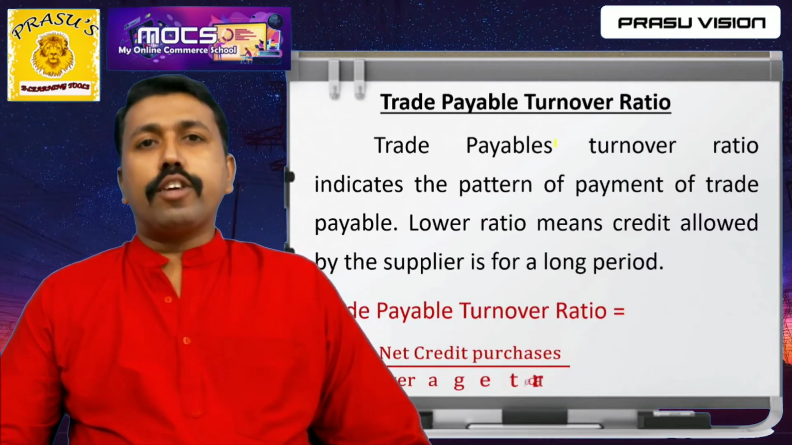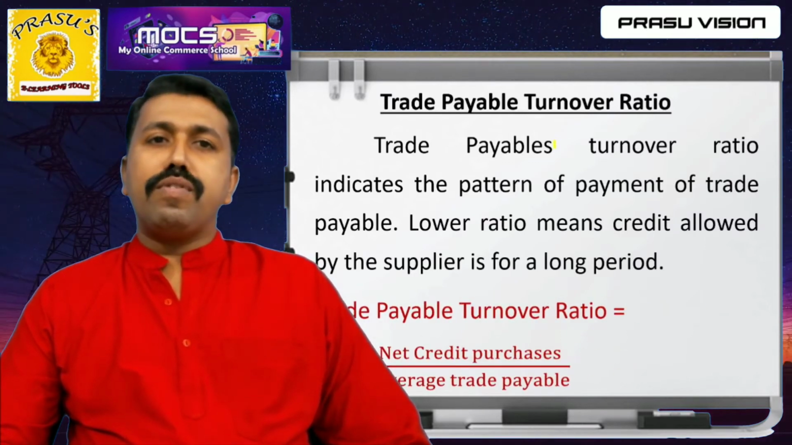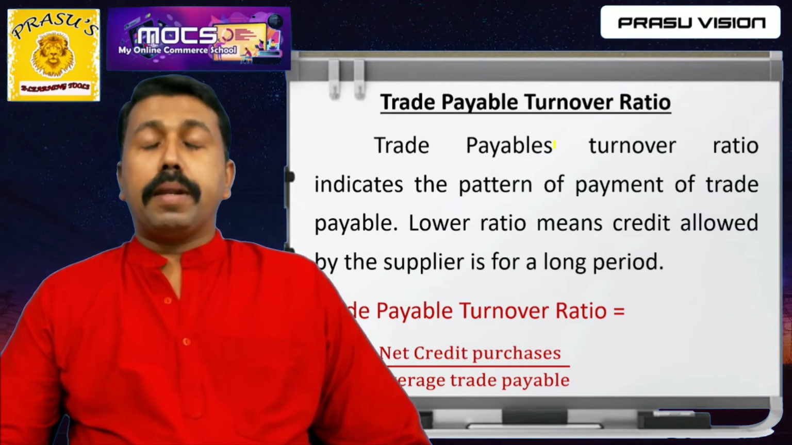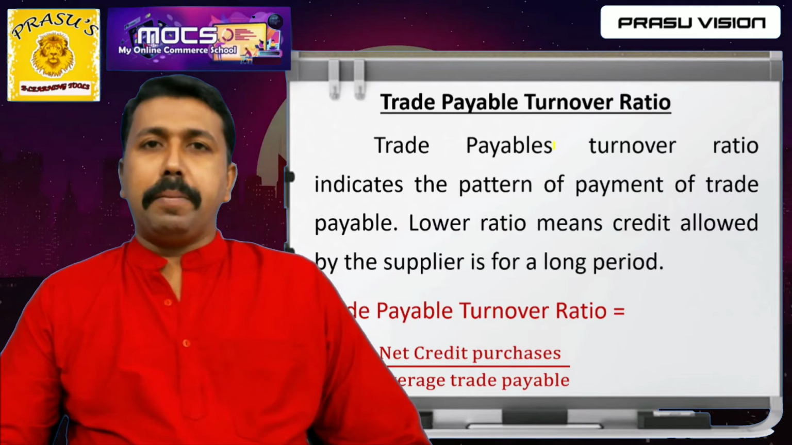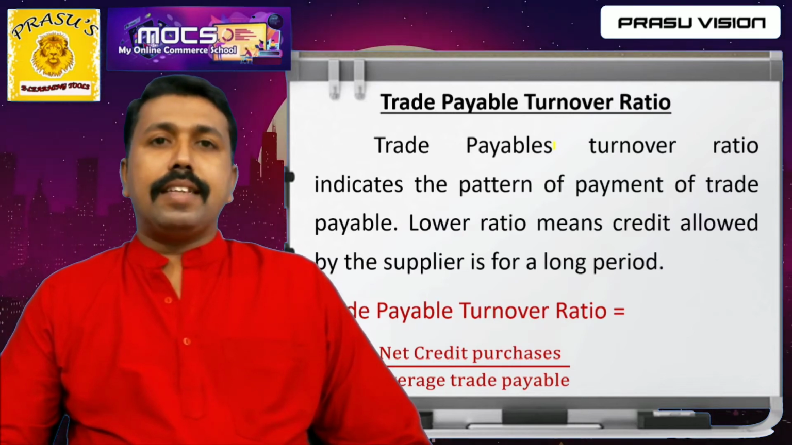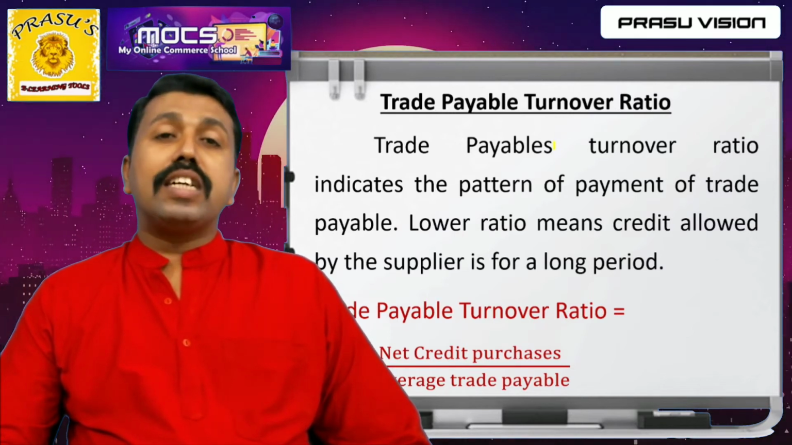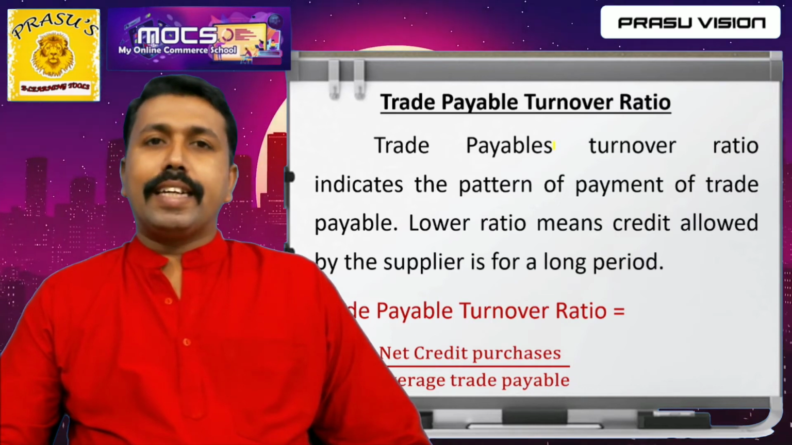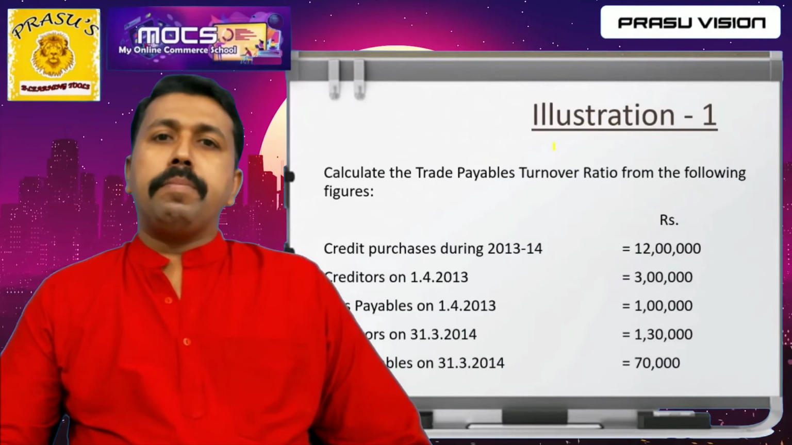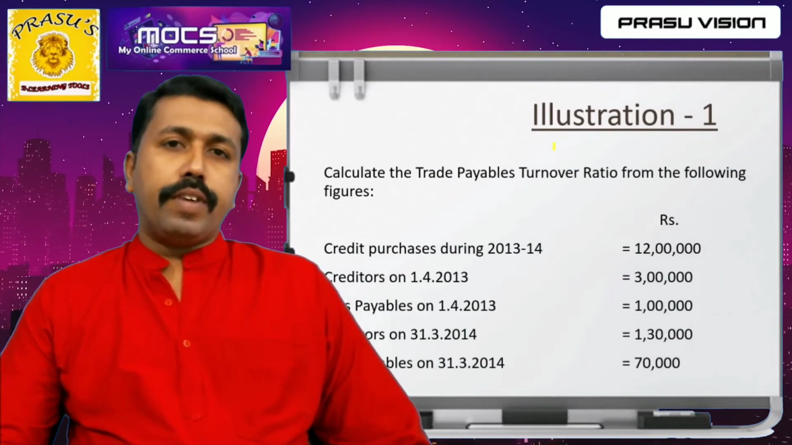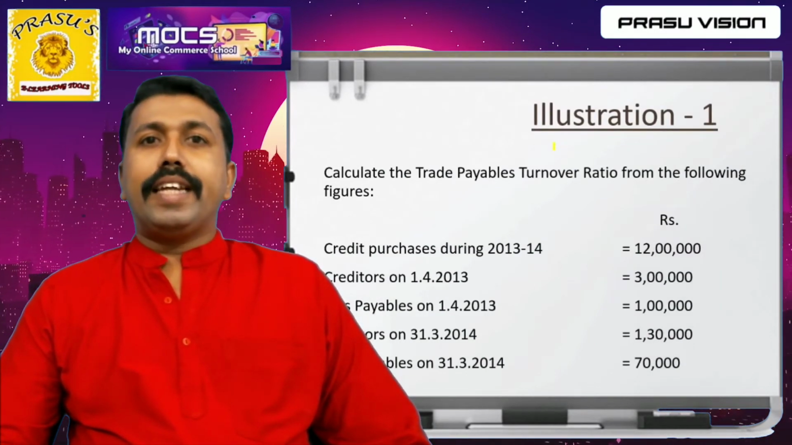We can use the equation to find out the value of trade payable turnover ratio, that is net credit purchase divided by average trade payable. Net credit purchase divided by average trade payable. Don't get confused. Keep in mind the equation. Moving to a problem. From this illustration, we have to find out the value of trade payable turnover ratio.